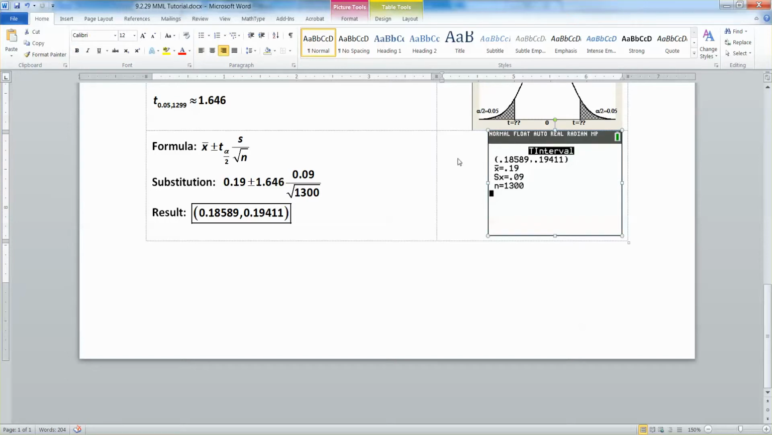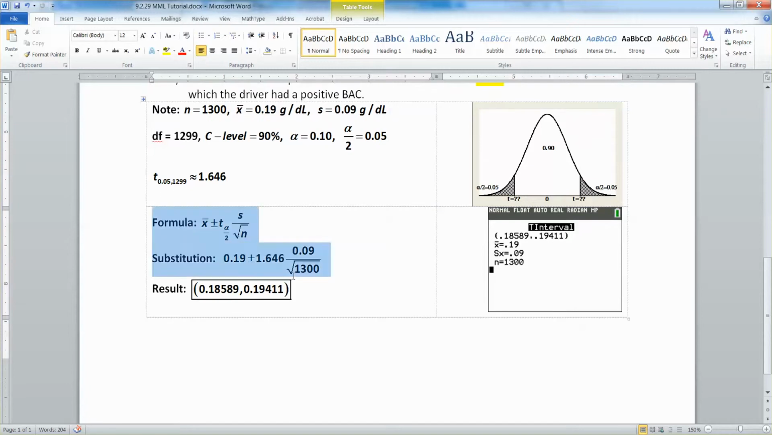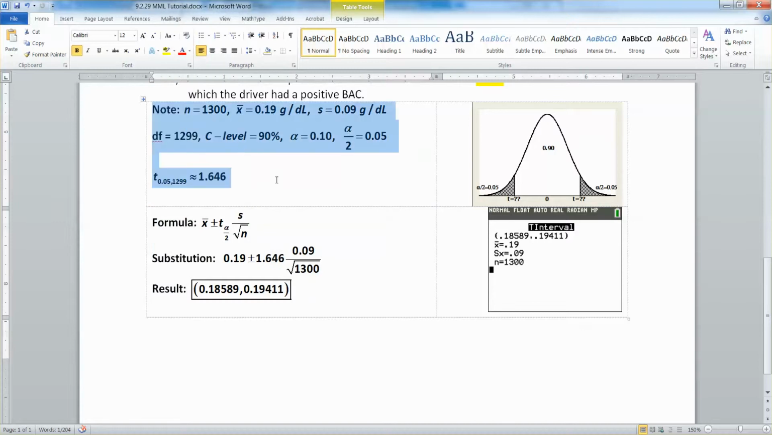And I just put the calculator up so you could see it, but of course you don't actually have to do that. If you're working on an exam, you have to show these three parts. You have to show the formula, substitution, result. It'll help if you show these parts as well, especially this middle section here where you try to figure out what your alpha over 2 is and what your t-value is, because that's what you're going to need from your own brain in order to be able to substitute here in step 2.